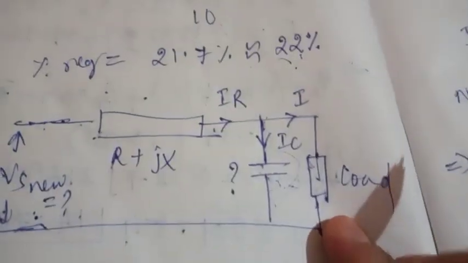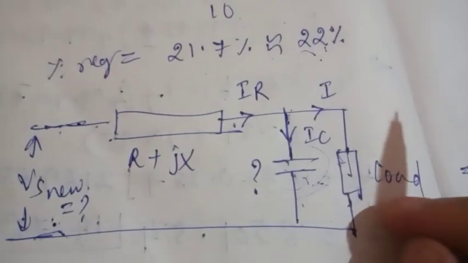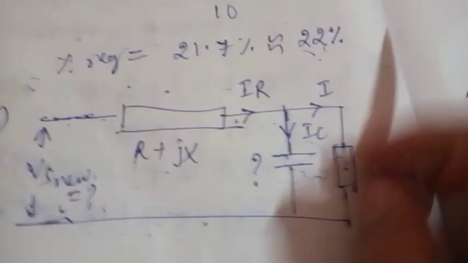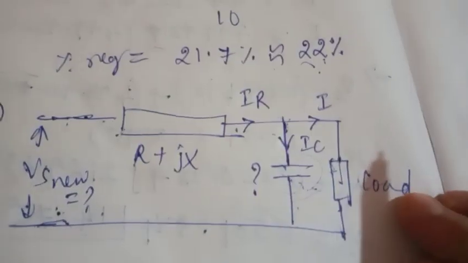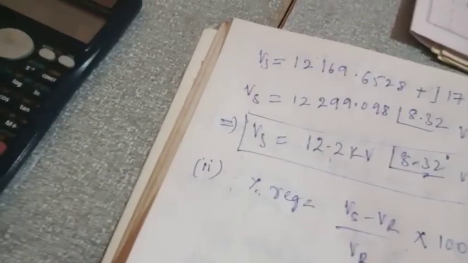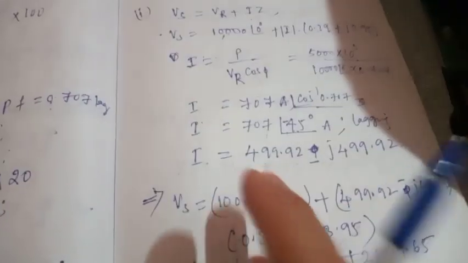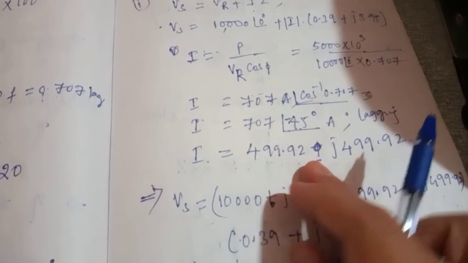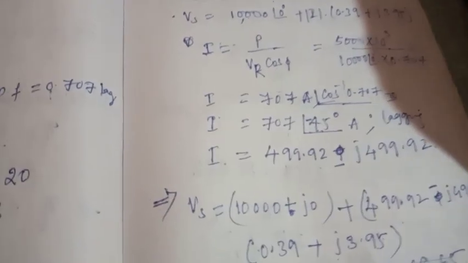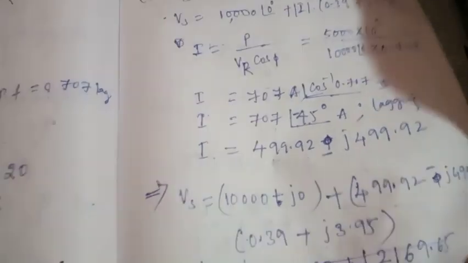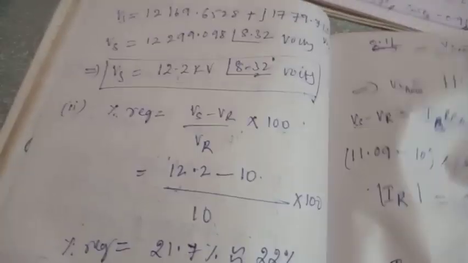Current flowing through this load is nothing but the receiving end voltage divided by the impedance, right? Or the rated power of this load divided by receiving end voltage into power factor. That we have already calculated here. What is that? I is equal to 707 at an angle minus 45 degrees. So it comes around 499.92 minus j 499.92.